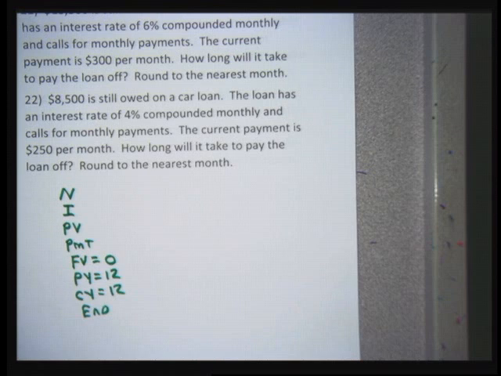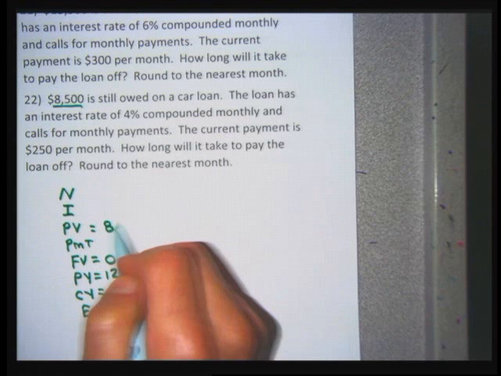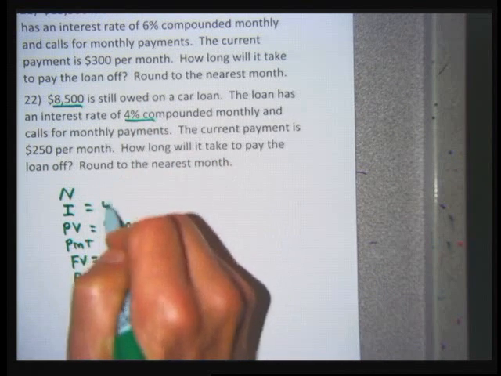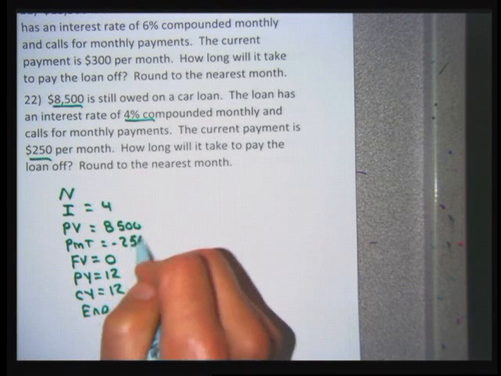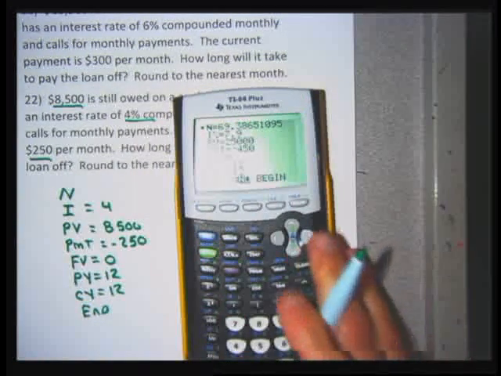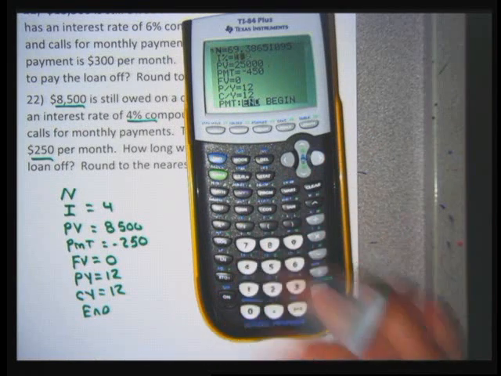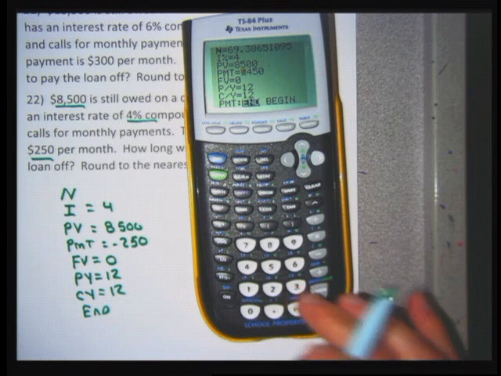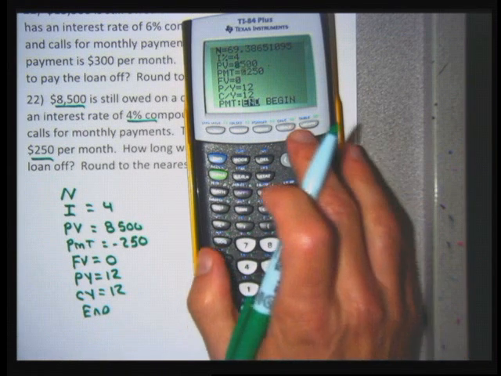So in this problem number 22, the $8,500 that's still owed on the car goes in the PV. The 4, that's the interest rate, goes in the I. The $250, that's the payment, goes in as a negative $250. Well, it can't be 69 months this time because we don't have that long to go, I don't think. So on my calculator, and I'm solving for it, doesn't matter what's in there. I is 4, PV is 8,500, PMT is negative 250, and I haven't had to change anything else, which is the nice thing about the loan problems.